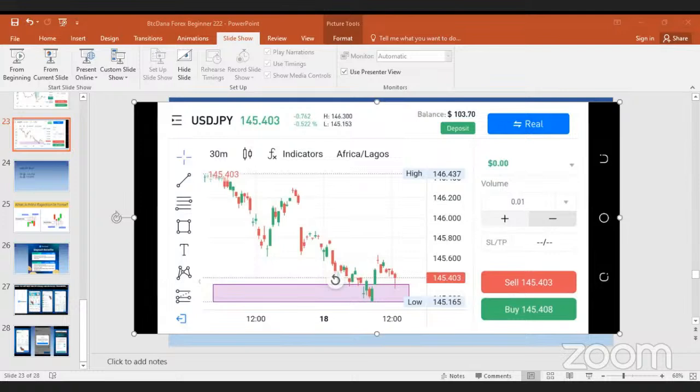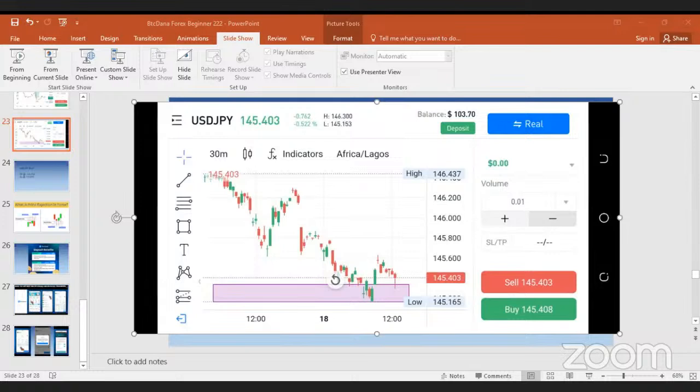Market is decided by buyers and sellers. So whenever we have more buyers than sellers at a particular price point, the market is going to reverse from such a place. So let's assume in this zone we have a lot of buyers that want to buy. This is USDJPY, an example from a previous market.